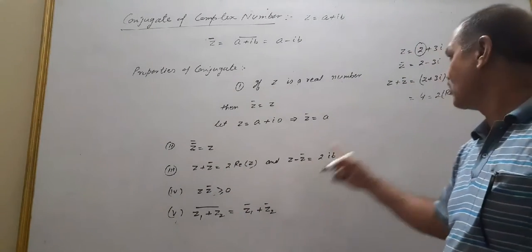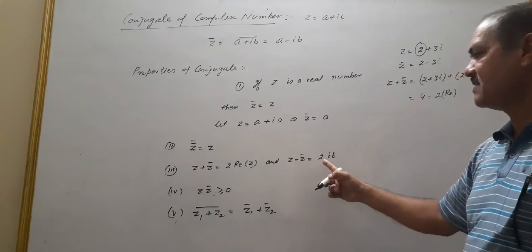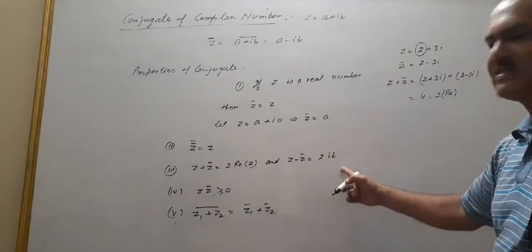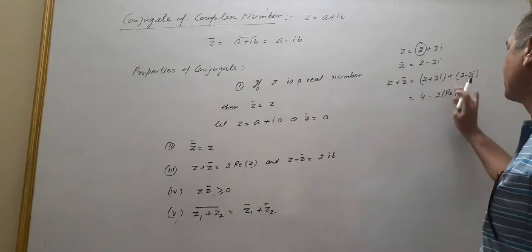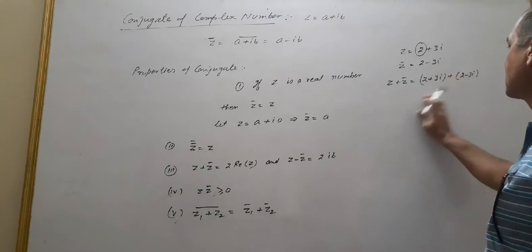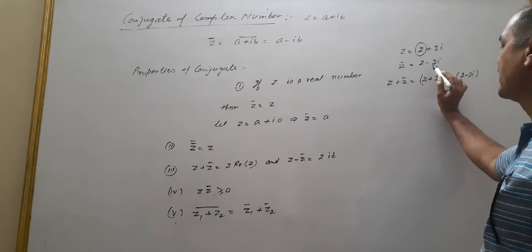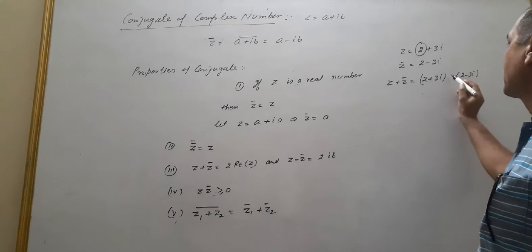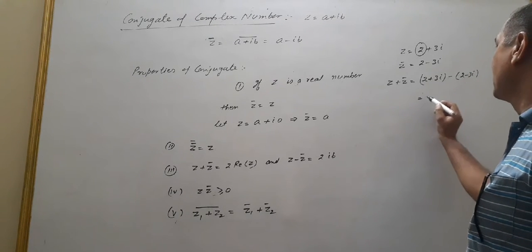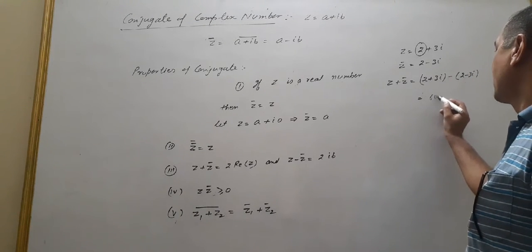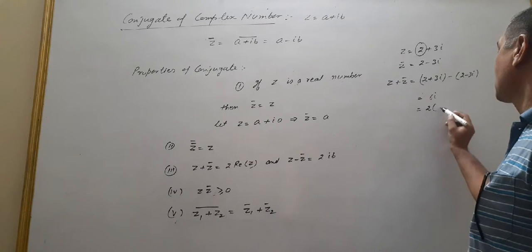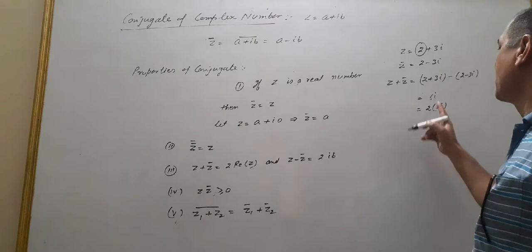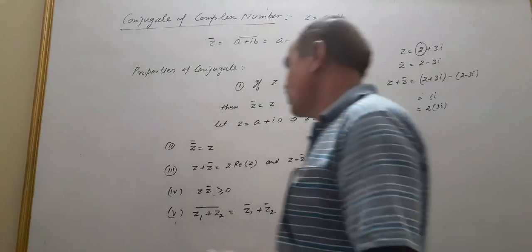Or if I subtract, in the same way, the result will be twice the imaginary part. That is, z is again the complex number and z conjugate is this. If I subtract, this gives you 6 iota, which is equal to twice the imaginary part. So that is another property.